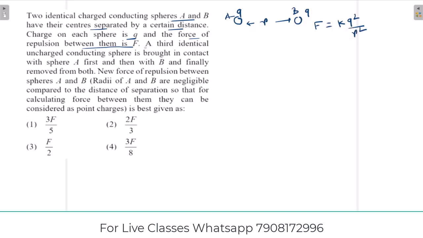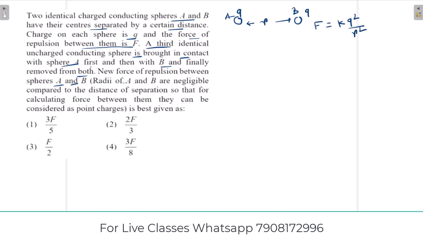Now, a third identical uncharged conducting sphere is brought in contact with sphere A first, and then with B, and finally removed from both. What is the new force of repulsion between spheres A and B? The radii of A and B are negligible compared to the distance of separation, so that for calculating the force between them they can be considered as point charges.